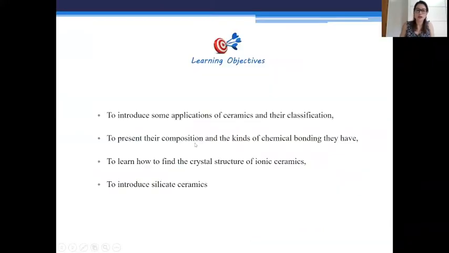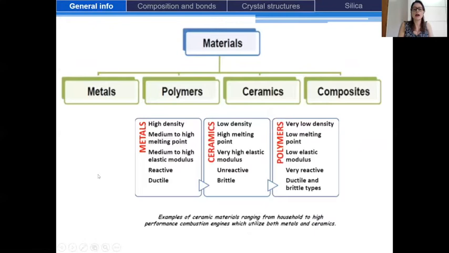So today we are going to introduce some applications of ceramics, and I'm sure you know some of them, and the classifications that are possible for ceramics. Then we will introduce their composition and the kinds of chemical bondings we find in these materials. We will learn how to find the crystal structure of ionic ceramics, and finally we will introduce silicate ceramics. So let's have a look at this different class of materials.